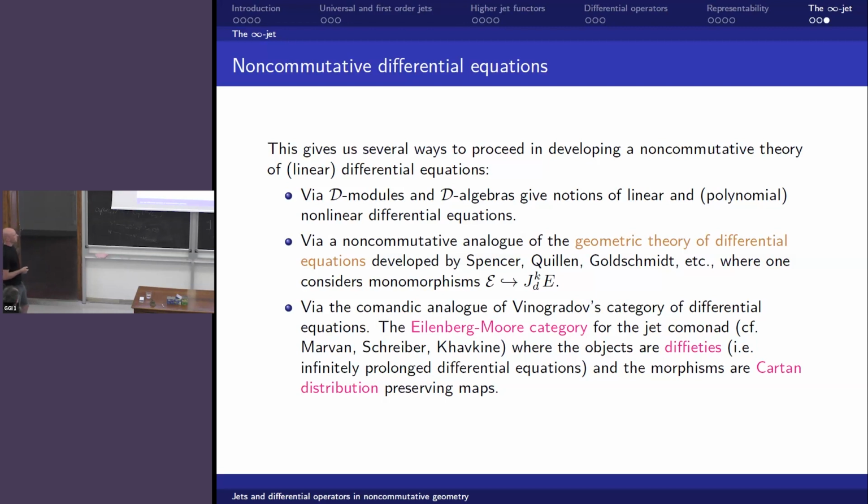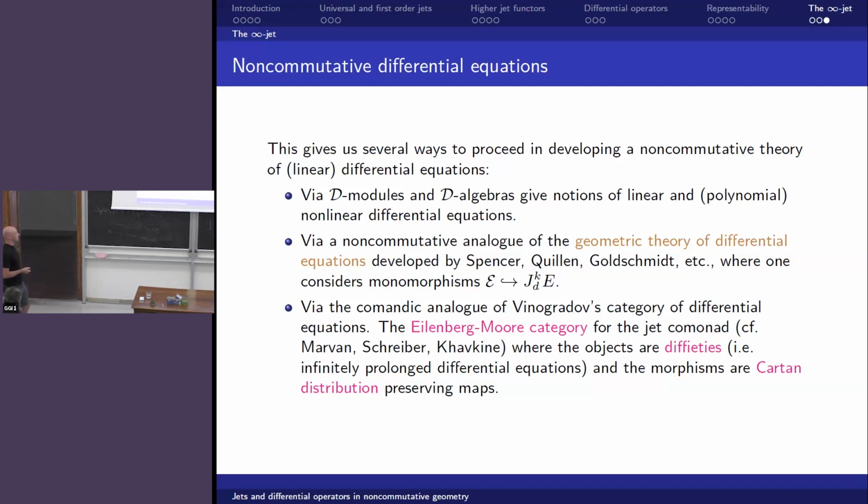So this is, if you're familiar with Vinogradov's category of differential equations, a category whose objects are diffieties, which are infinite prolongations of differential equations, together with Cartan distribution, which essentially encodes the solutions of the differential equation. And the morphisms there are Cartan distribution preserving morphisms between these diffieties. And one of his students, Marvan, had realized in the 80s that if you restrict Vinogradov's category of differential equations to a fixed base manifold, it's equivalent to the Eilenberg-Moore category for the jet comonad. So he was the first one to note that the infinity jet classically has a comonad structure.